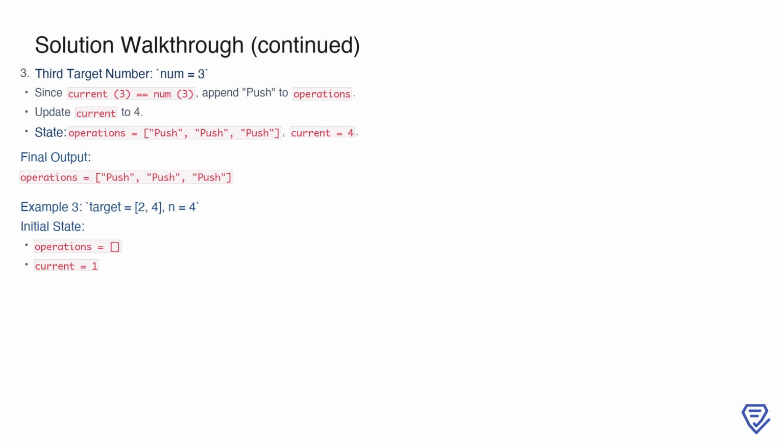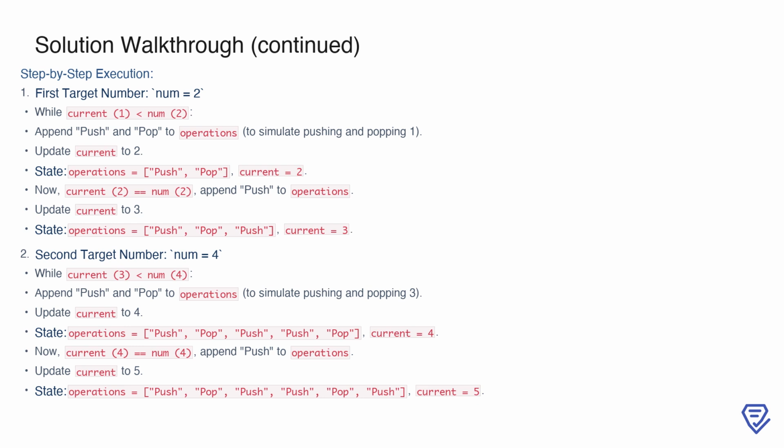Now, let's look at another example where the target array is 2, 4, and n is 4. Again, we start with an empty operations list and set current to 1. In this example, the first target number is 2. Since the current value, 1, is less than the target, we append push and pop to the operations to simulate pushing and immediately removing 1 from the stack. Then, we increment current to 2. Now, the current value matches the target, so we append push to the operations and update current to 3.